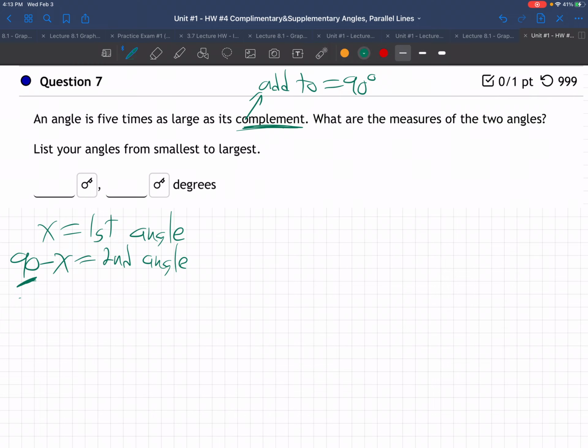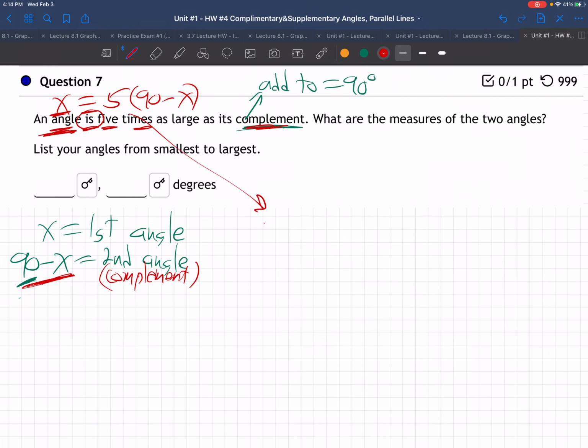And then what does it say from there? An angle is 5 times the complement. So x is 5 times the complement, which is 90 minus x. You get that? I just directly followed that sentence. The angle, x, equals 5 times the complement. The complement is this, right? This is the complement here. So let's bring that equation down here and solve it.